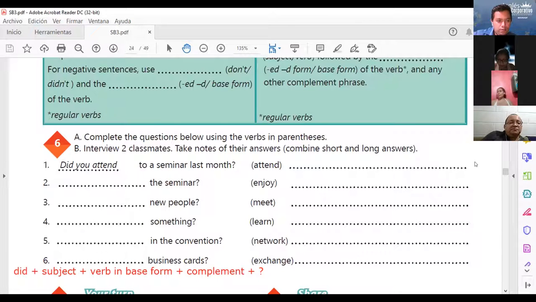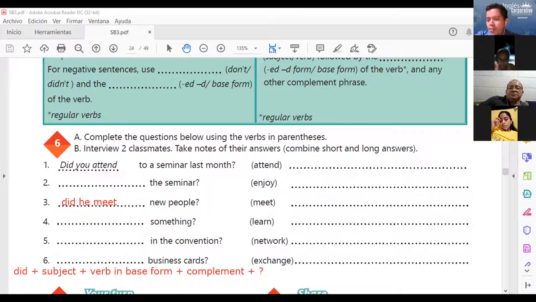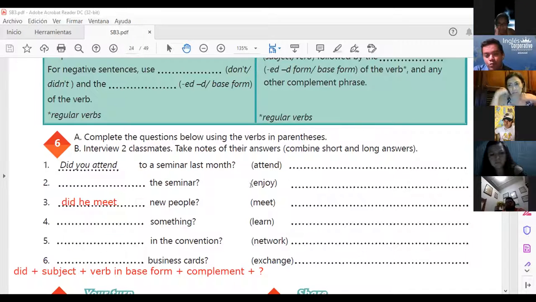Did he meet new people? Okay, very good. Did he meet new people? Like this, right? Did he meet new people? Okay, recuerden que ahí el subject va a variar, okay? Porque no todos tienen lo mismo. Because it was up to you.